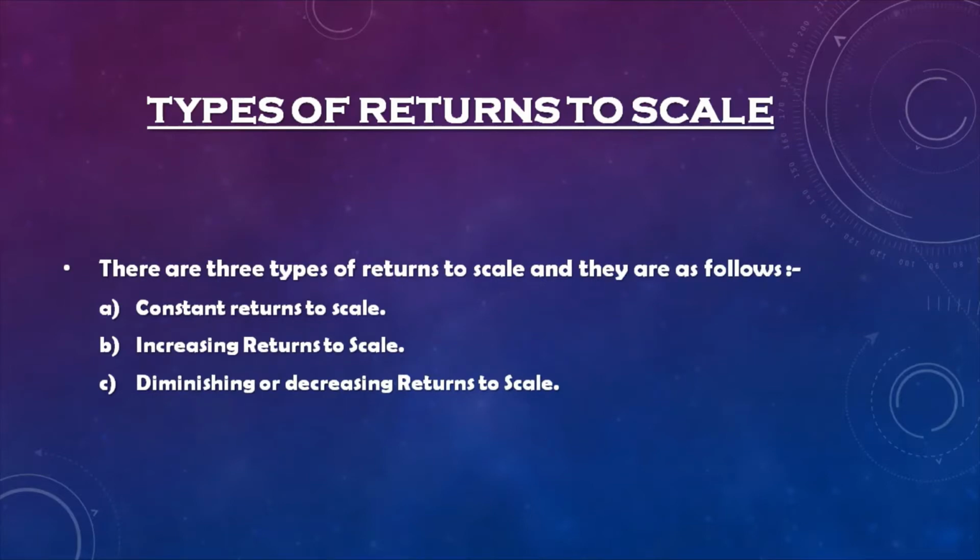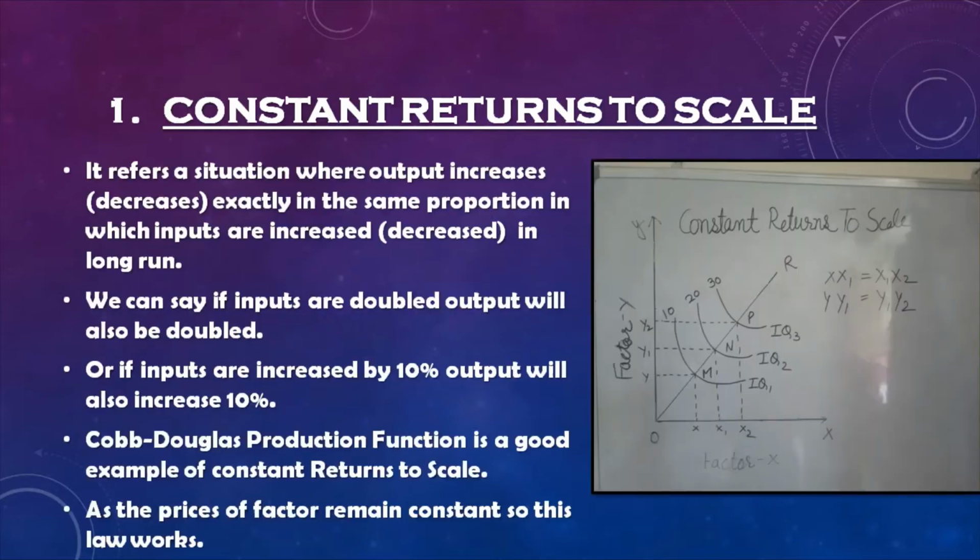Now there are three types of returns to scale. First is constant returns to scale, second is increasing returns to scale, and the third one is diminishing or decreasing returns to scale. First we will see constant returns to scale.